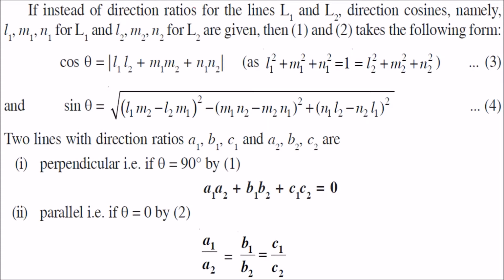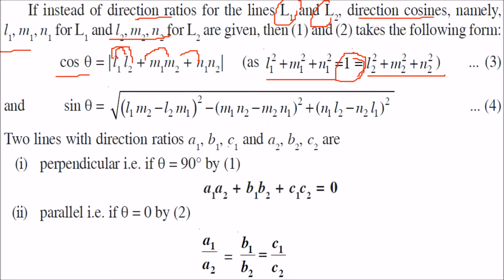So instead of the direction ratios in the previous discussion, if we have direction cosines like l1, m1, n1 and l2, m2, n2, then what will be cos theta? This will be nothing but l1 l2 plus m1 m2 plus n1 n2, because we don't need the under root A1 square, B1 square, C1 square here, since the direction cosines are directly provided to us. We know that the sum of squares of the direction cosines is always equal to 1. Similarly, placing it into under root 1 minus cos square theta, sin theta will be this one.